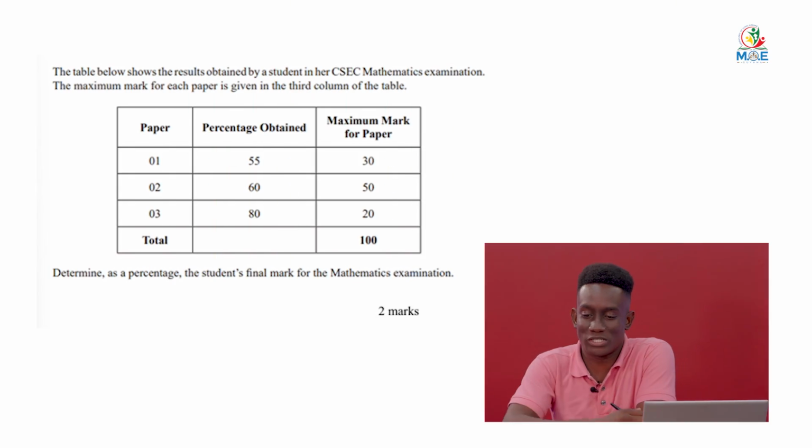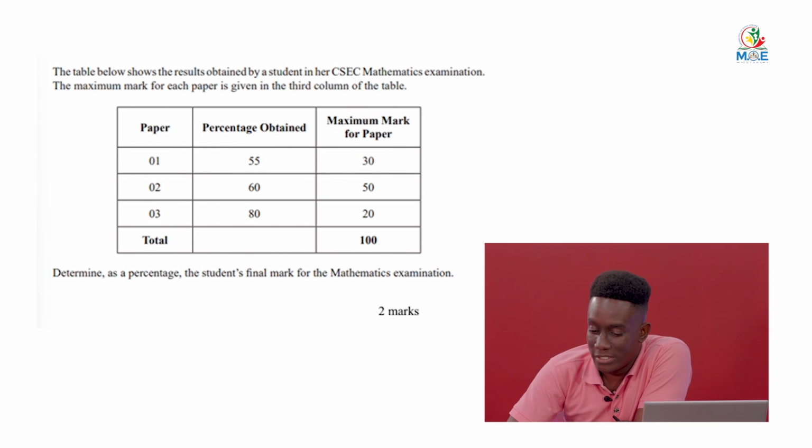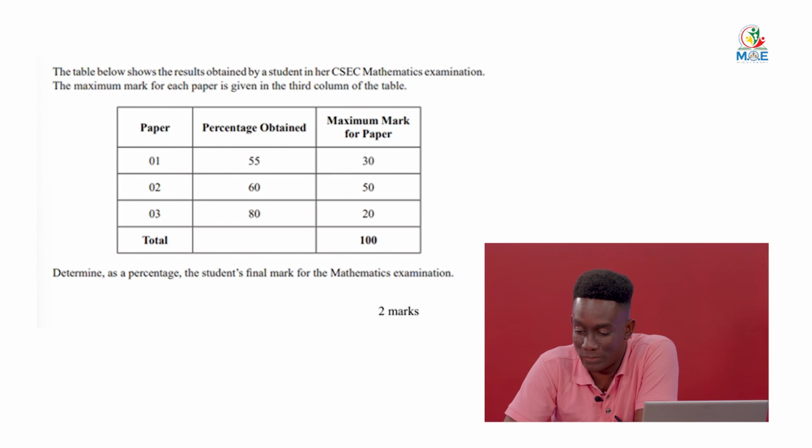So let's look at this last question. So this question says, the table below shows the result obtained by a student in a CSEC mathematics exam. The maximum mark for each paper is given in the third column of the table. So you have paper 1, paper 2, paper 3, and we have the percentage obtained and the maximum mark. So determine as a percentage the student's final mark in the examination. So we need to find how many marks she gained in paper 1, paper 2, and paper 3.